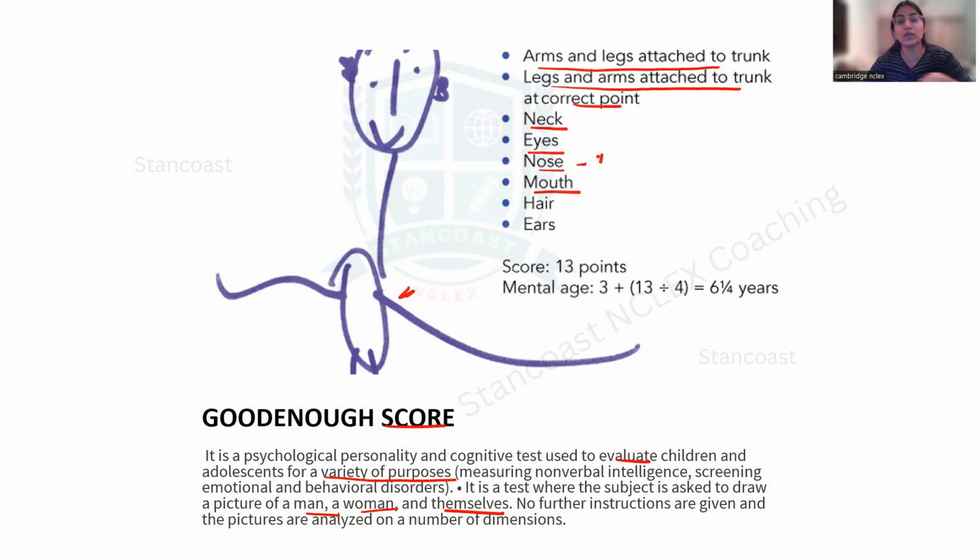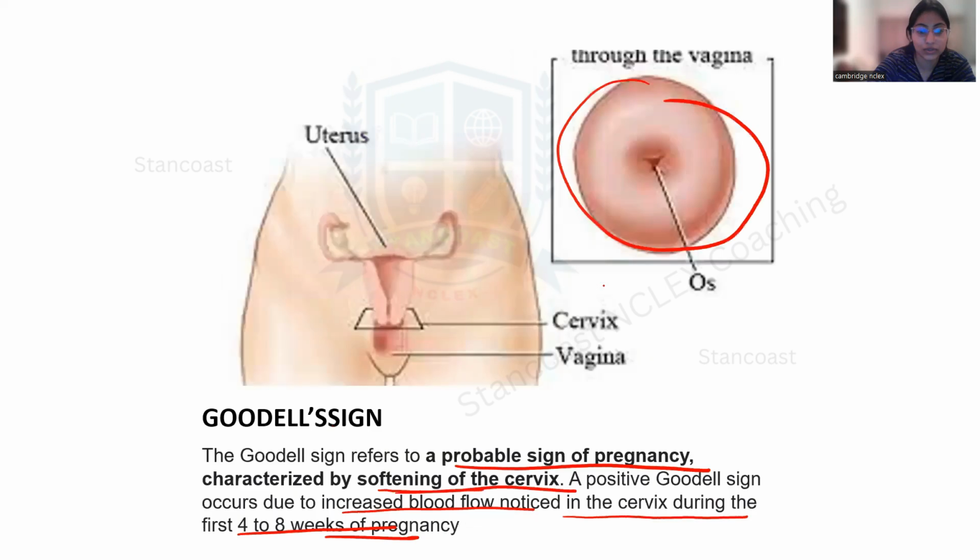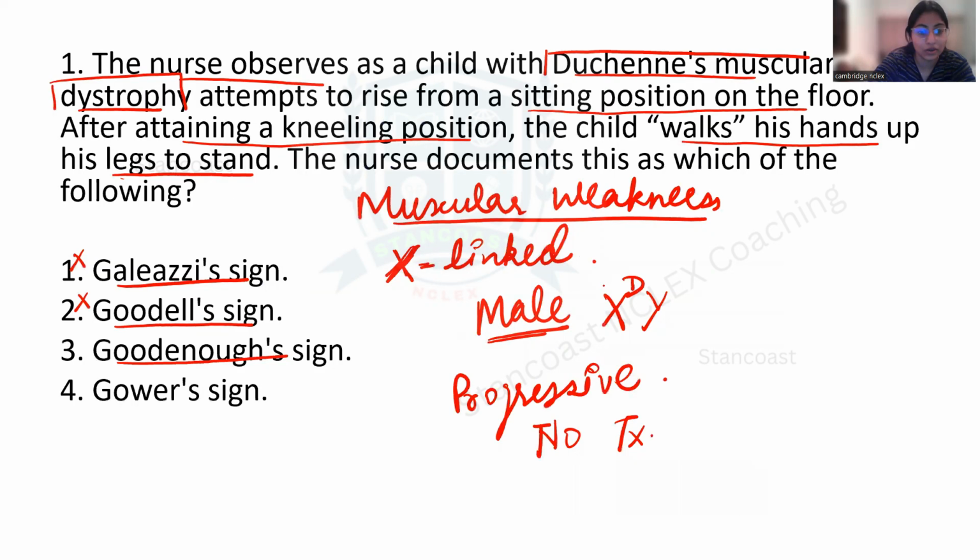So it will tell about the mental age of the baby. So this was about the good enough sign. Now talking about Gower sign. We can clearly see that Gower sign indicates that when a child attempts to rise from a sitting position on the floor, he will attain a kneeling position, and then he will walk his hands up his legs, and then he will use his legs to stand.